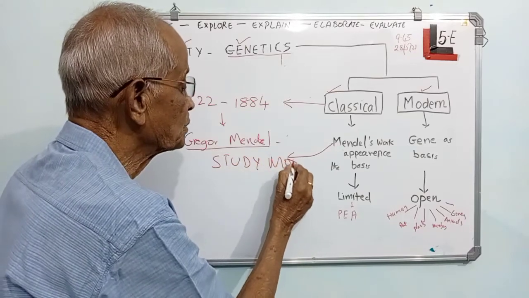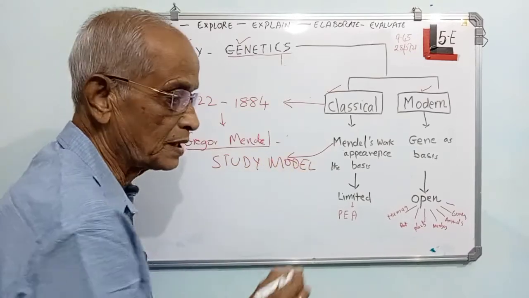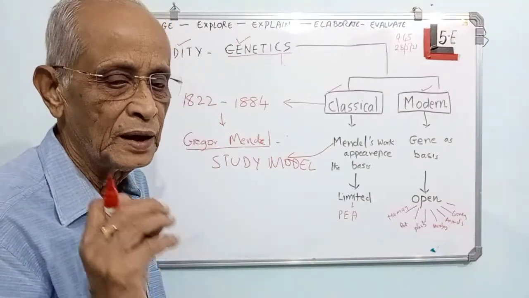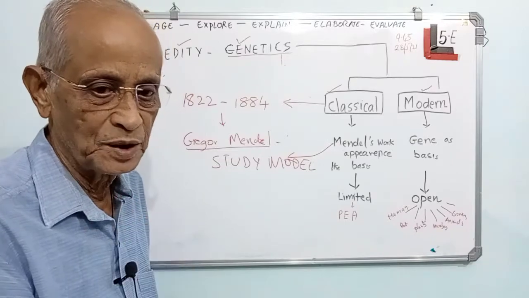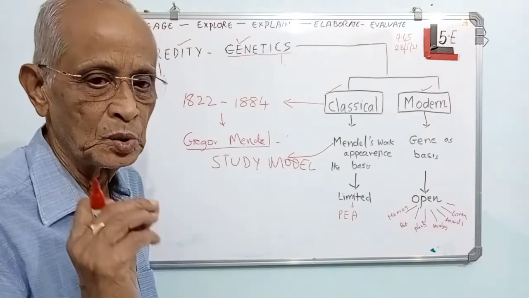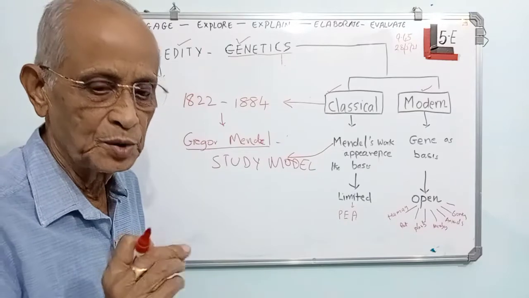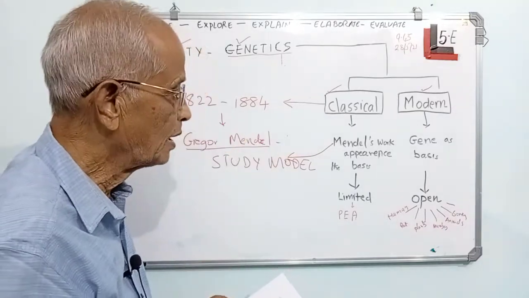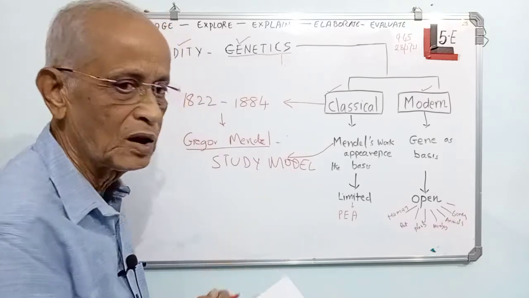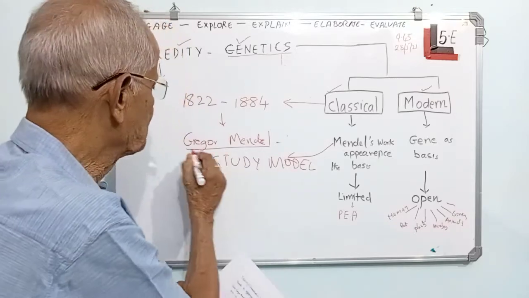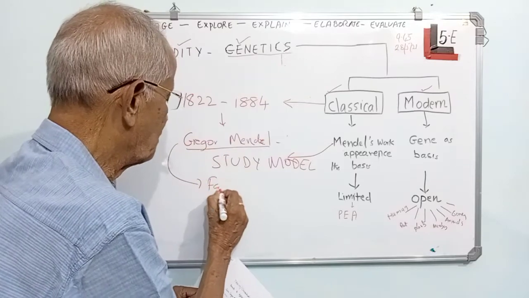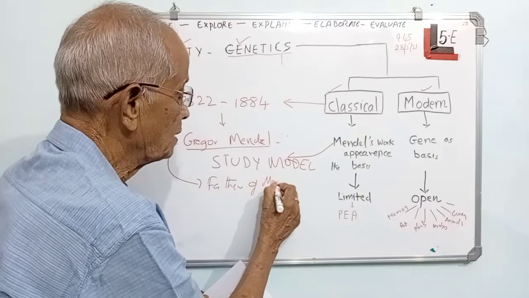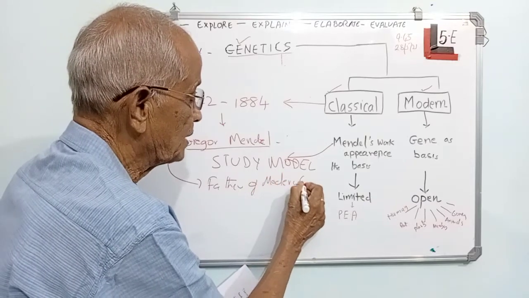Because he was able to study more than 30 to 40,000 pea plants, and he was a mathematician and also a biologist, this helped him to quantify genetics using ratios. So now people call Mendel the father of modern genetics. He is called the father of modern genetics. This we must remember.